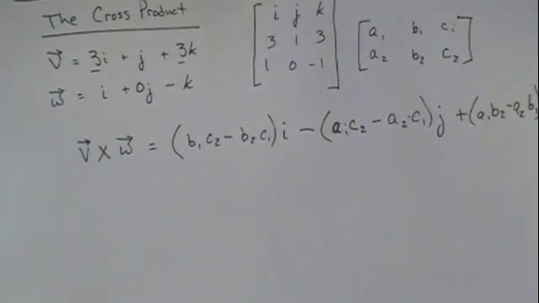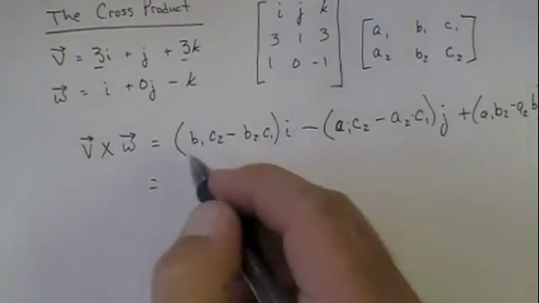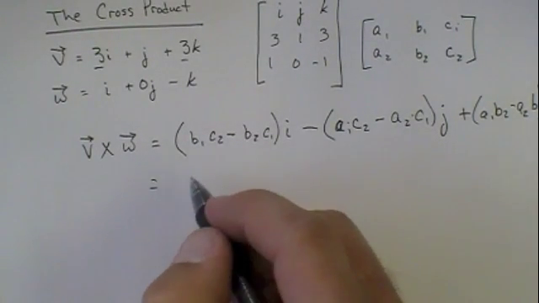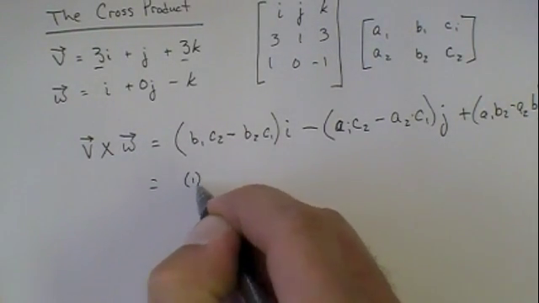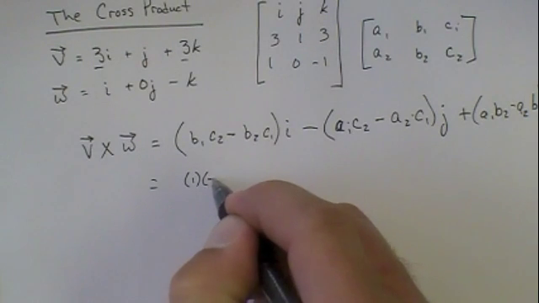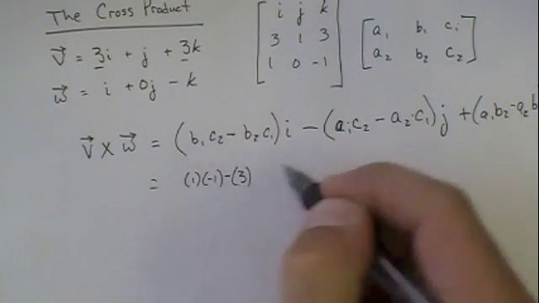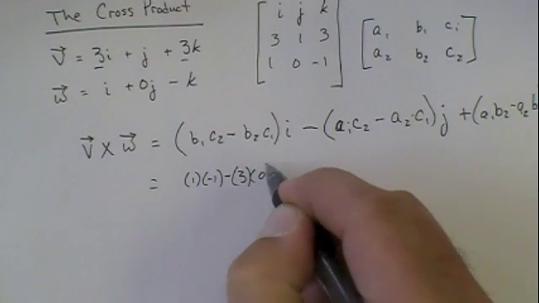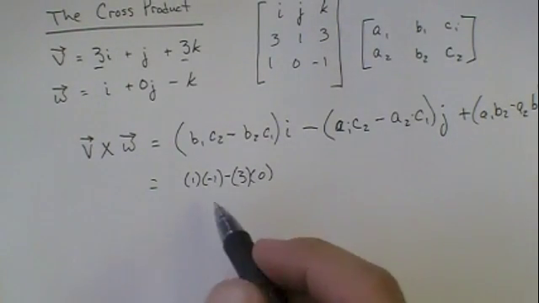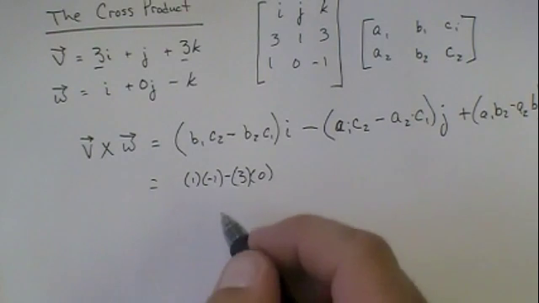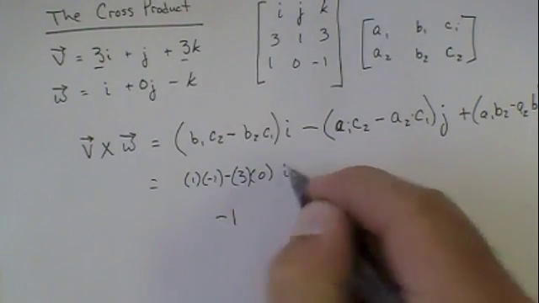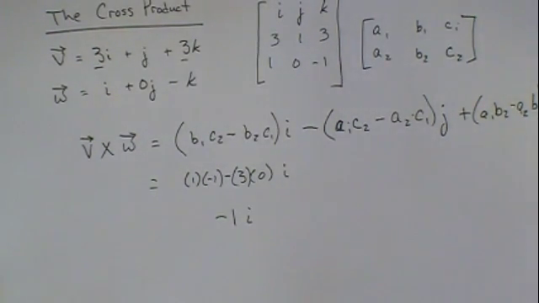So now to actually plug in those values, what I would have is my B1 is 1, C2 is -1, and then B2 is 3, C1 is 0. And so when I multiply those together, I have -1 minus 0 gives me a -1. And remember, that's our i component.